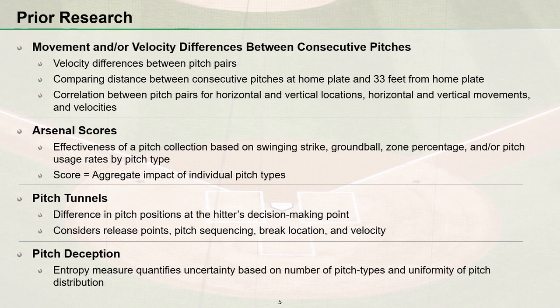Finally, at least one researcher has used an entropy metric to quantify pitch deception and uncertainty by examining probabilities of potential outcomes. Pitch uncertainty was quantified based on the number of pitch types and the evenness or uniformity of a pitch distribution. My analysis includes an entropy metric to quantify uncertainty resulting from the number of pitch types and their frequency. But overall, my research expands on this prior research, and it examines the interactions between velocity, movement, and frequency among all pitch types, and how these factors interact to affect a pitcher's strikeout rate.